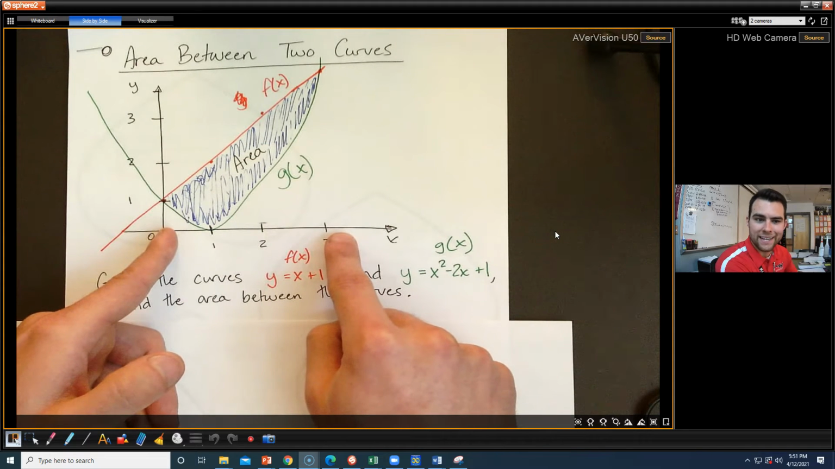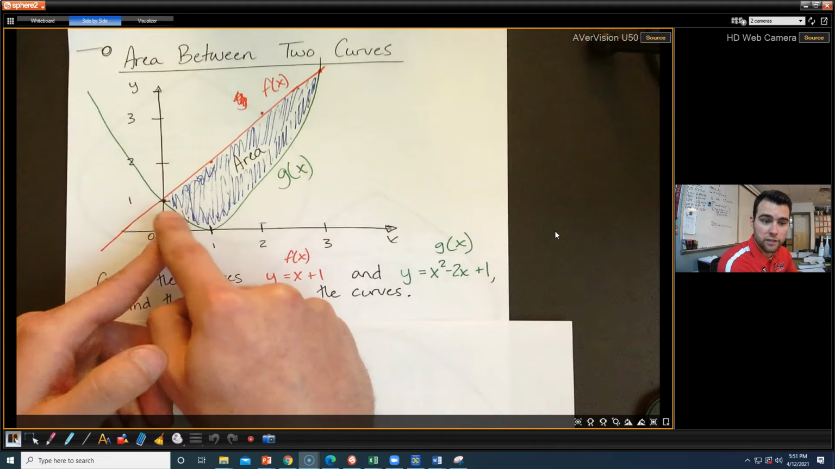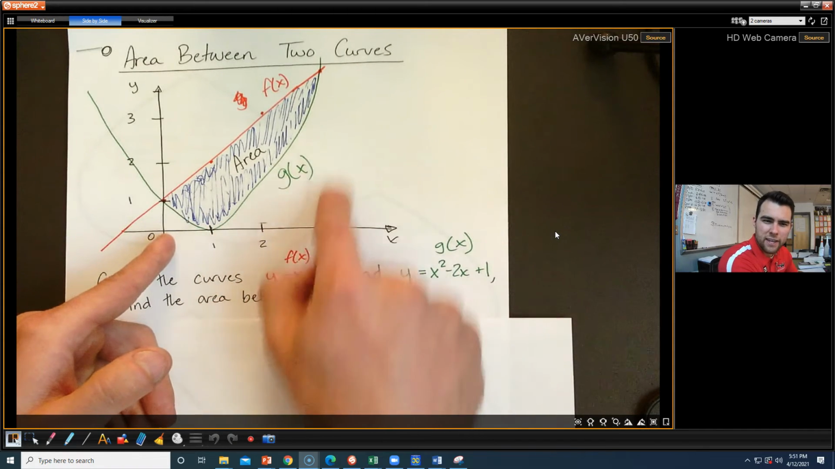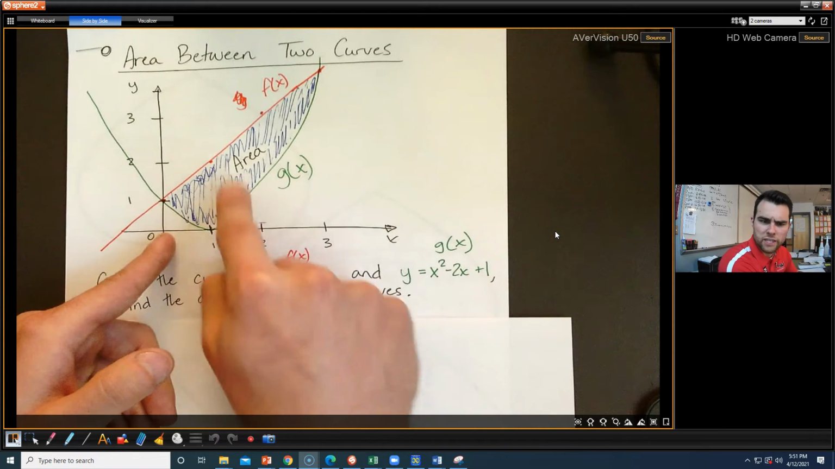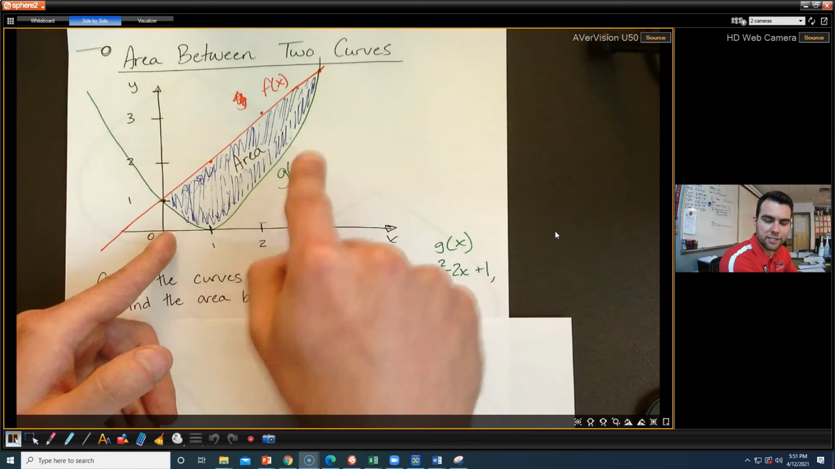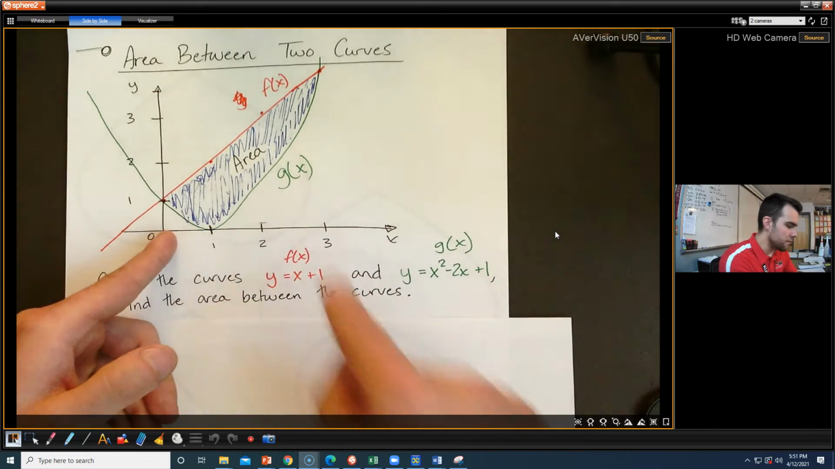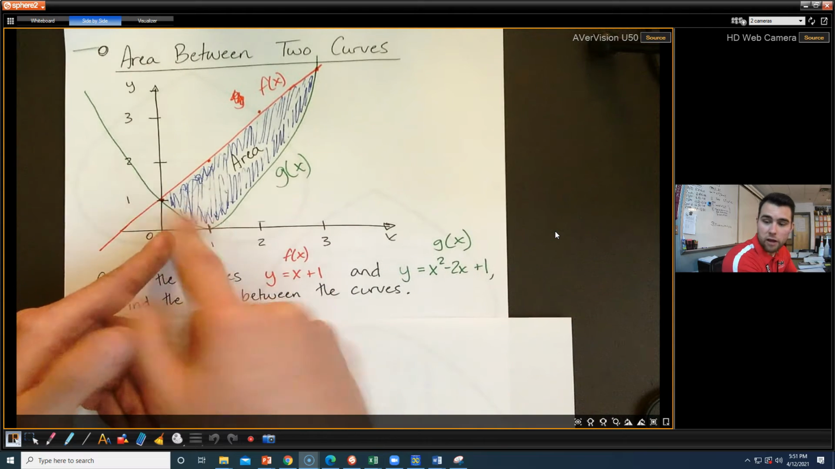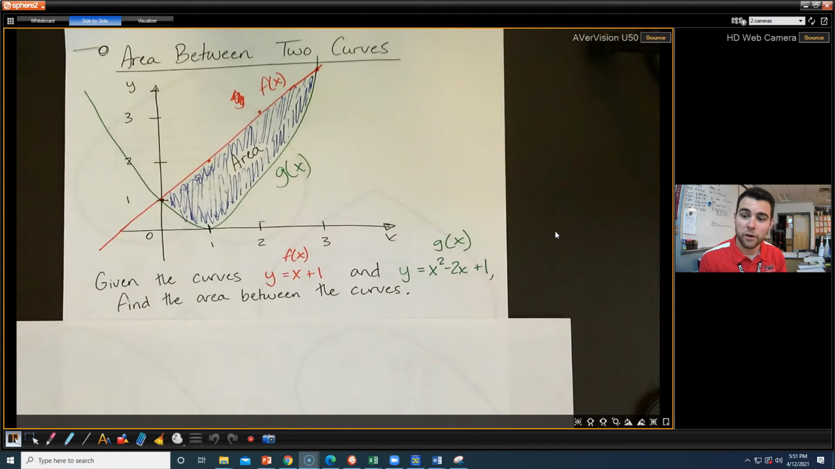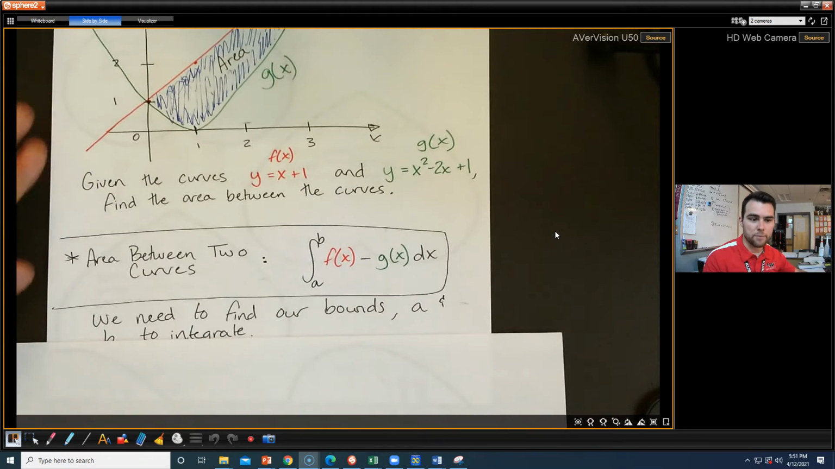Now if I get the area under g of x, that gives me this area right here, but it doesn't include this shaded area. So if I get the area of f of x and then subtract off the area of g of x, I should have this area left over, and that's pretty much what we're going to be doing. This is how we set up our integral.